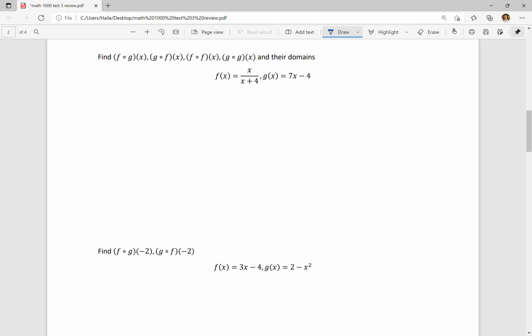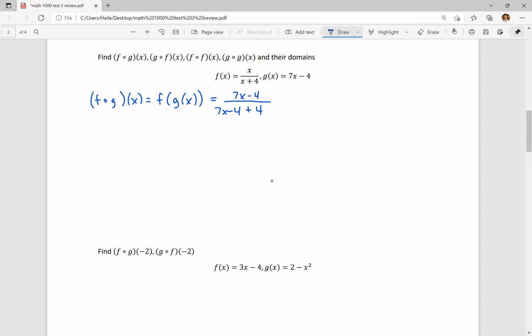So we're given that f of x is x over x plus 4, and g of x is 7x minus 4. So first, we're going to find f of g of x, which if you recall is just f with g plugged into it. So that's another way to write that. So we're going to take the function f, and everywhere you see an x, we're going to put the function g. So I've left these as little blanks. So on the top, we'll have 7x minus 4, and on the bottom, we'll put a 7x minus 4 in the place of x. So that is f of g of x.